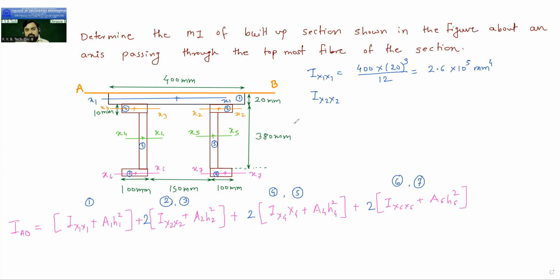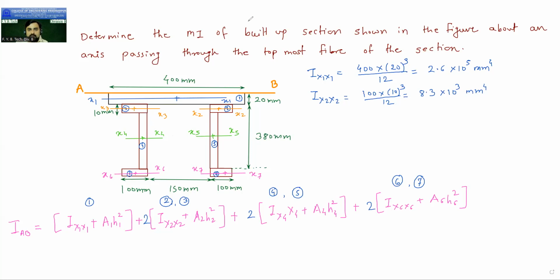Okay. So here x2, what is the value? So now this is the x2 second area. This value is 10. Here it is given 10. This is 10 and this horizontal value is 100. Here it is given 100. So this is 100 and this is 10. So your x2 value is cutting the dimension of 10 mm. So it will be 100 into 10 cube divided by 12. What is the answer? 8.3 into 10 raised to 3 mm raised to 4.